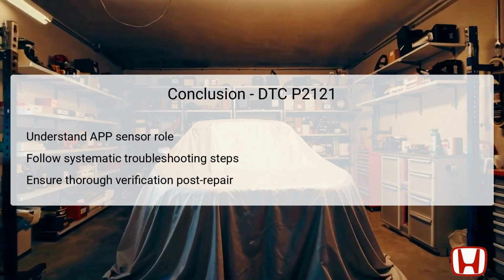In conclusion, understanding the role of the APP sensor A is vital for diagnosing DTC P2121. Following systematic troubleshooting steps, ranging from verifying DTCs to checking wiring continuity, is essential in pinpointing the issue accurately. Each step builds on the previous one, helping to isolate whether the problem lies within the sensor itself, the wiring, or even the PCM. Ensuring thorough verification post-repair is equally important to confirm that the solution effectively addresses the problem and that the vehicle operates normally thereafter.